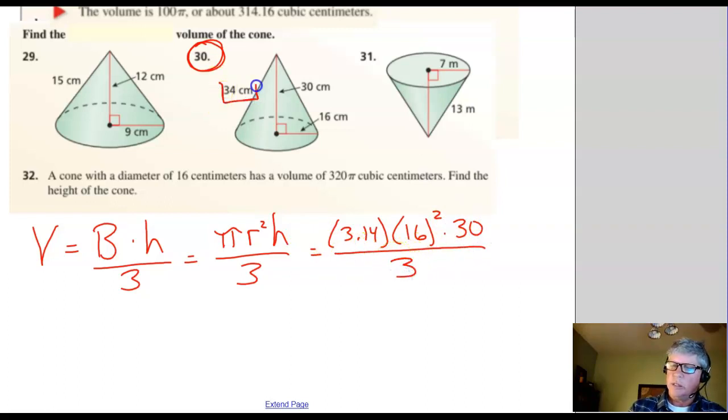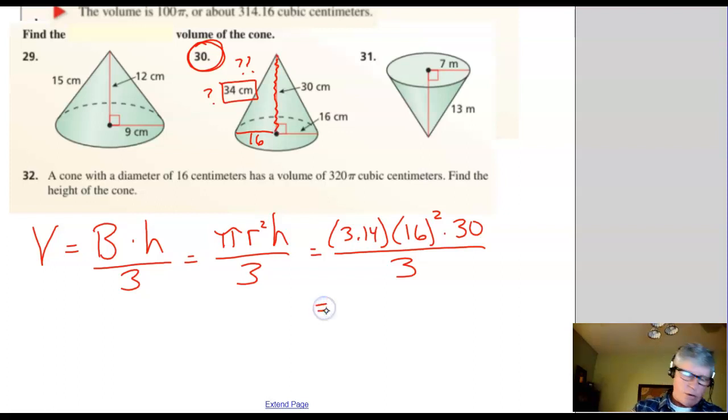So what about this? Why did they give it to us? Because they could. Not necessary for the volume. Not necessary for the volume. Maybe, ooh, look at this. What if they didn't give you that 30 and you knew this is 16? Then you could use Pythagorean theorem to find that height. So that might be something to notice.